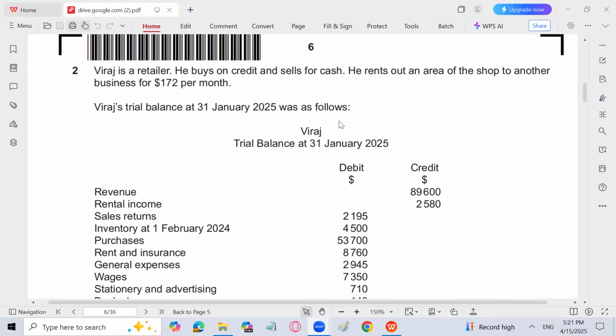He buys on credit and sells for cash. He rents out an area of the shop to another business for 172 per month. He rents out his premises, actually his shop, so that is the income. That is a service business, because we are engaged in the business of renting our shop.